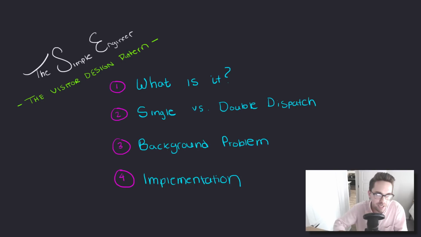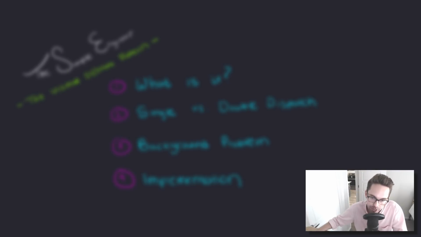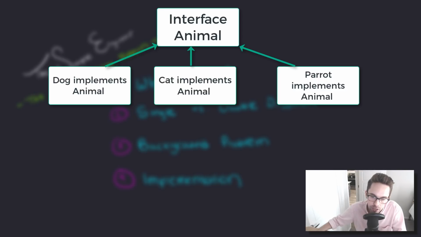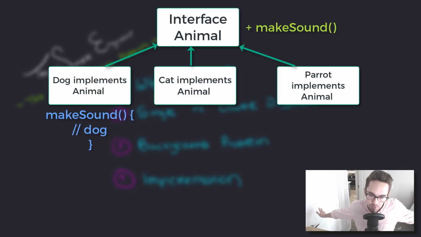One of the things that I actually like is the description that Wikipedia gives the visitor design pattern. It says it allows us to add new operations to existing object structures without having to modify those original object structures. So let's say that I have an object and it has a bunch of methods on it that are defined from some interface. Let's say I have an animal interface and I have dogs, cats, parrots, etc. Anytime that I add a new operation to one of those interfaces, like the animal interface, I have to go and update every single subtype to account for this new operation.